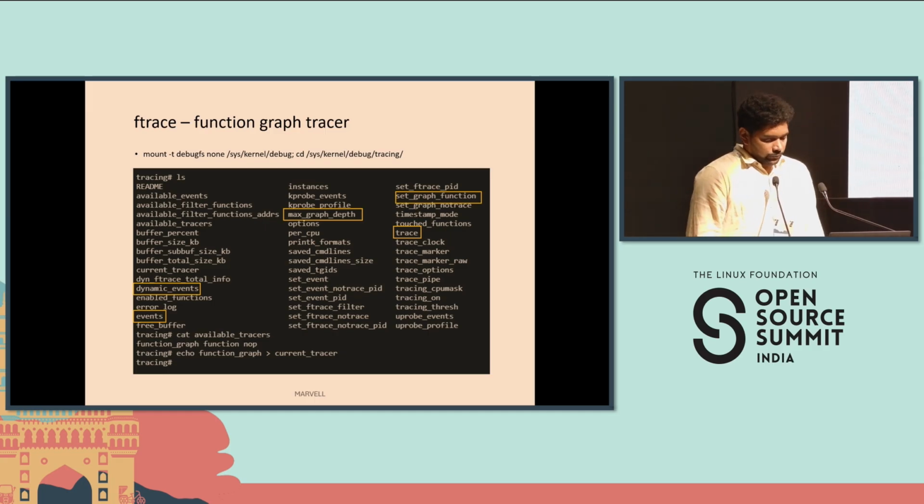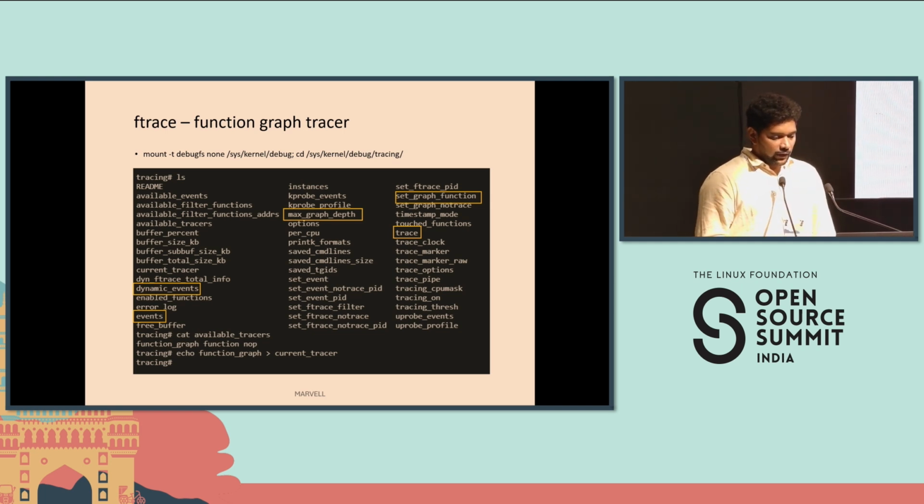And one more thing: there are a bunch of tracers actually available apart from function graph, but I have chosen only function graph so that it is easier to understand the code flow, what's happening inside the kernel. The trace data can be read by doing cat on the trace file.